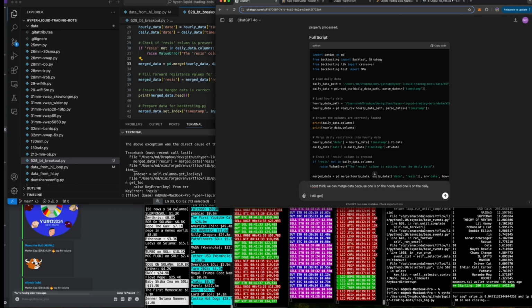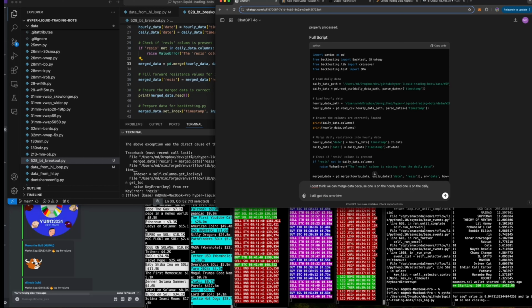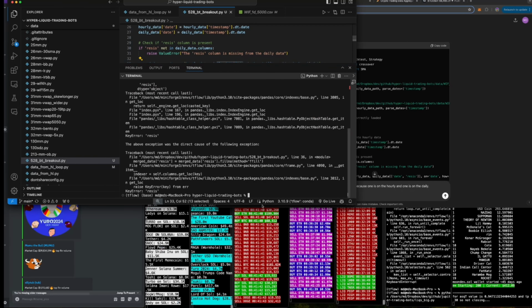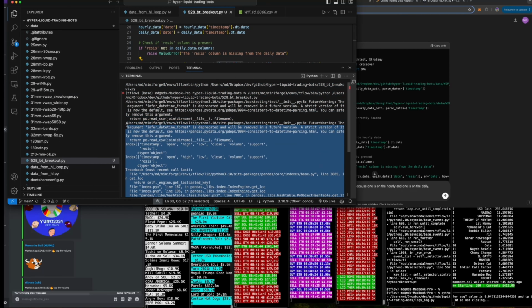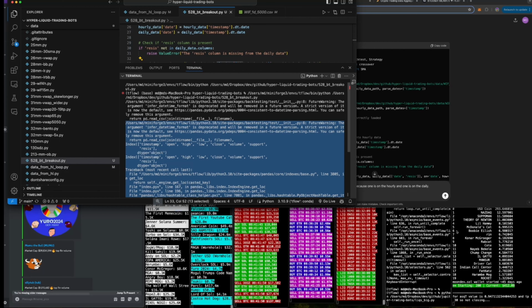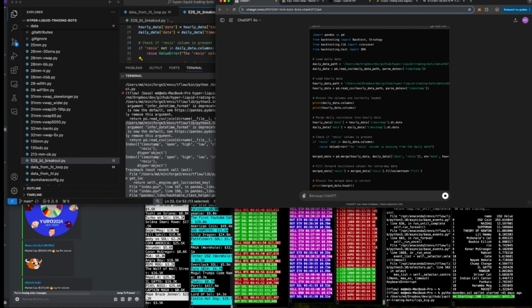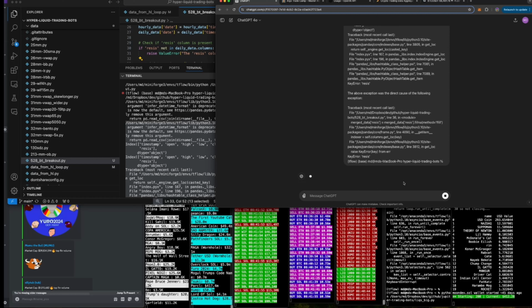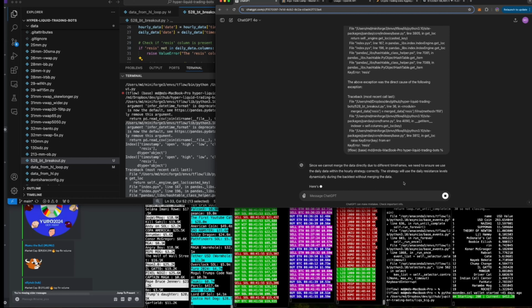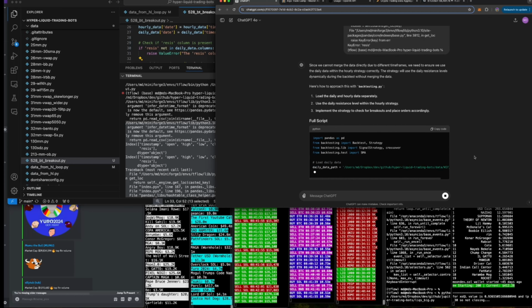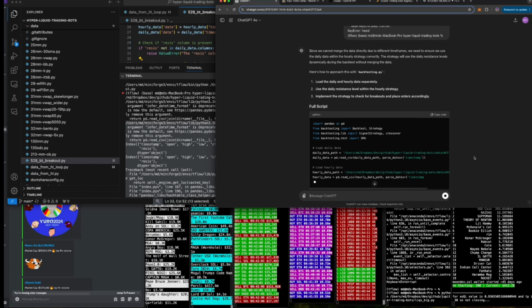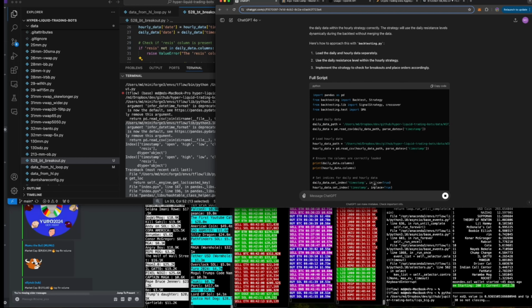I still get this error, by the way. Still get this error. I see resist there on both of them. Since we cannot merge the data directly due to different timeframes, we need to ensure we use the daily data within the hourly strategy correctly. The strategy will use the daily resistance levels dynamically during the backtest without merging the data. Here's how to approach the backtesting.py.